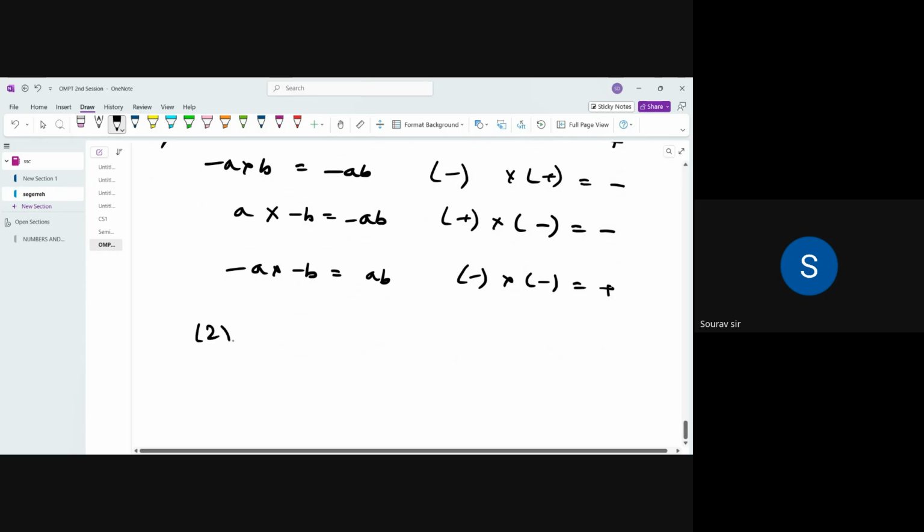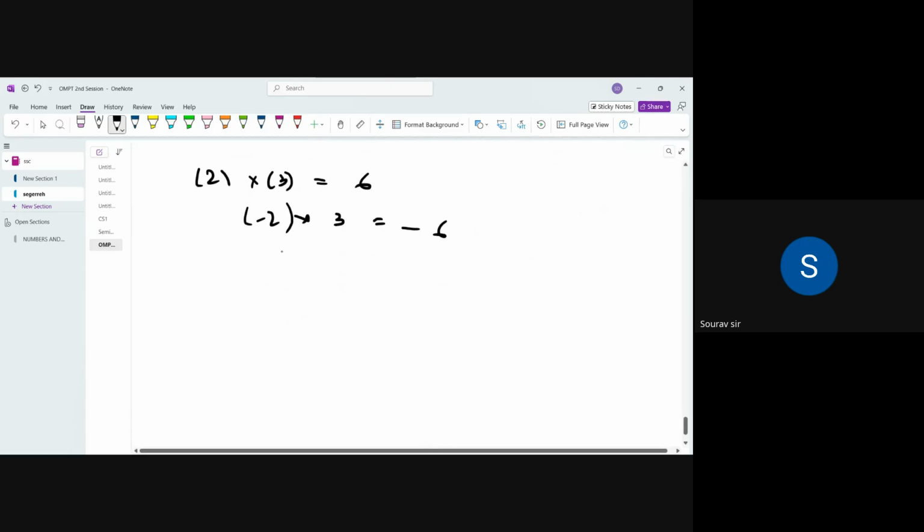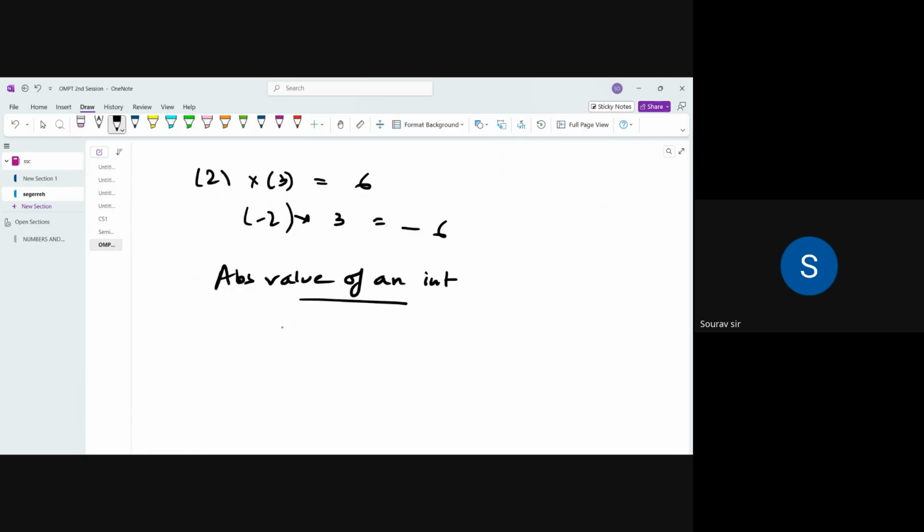Like say 2 multiplied by 3 will be equal to 6, or minus 2 multiplied by 3 will be equal to minus 6. Okay. So these are the important rules of an integer. Now, if I talk about the absolute value of an integer, what can we say? What can be an absolute value of an integer?